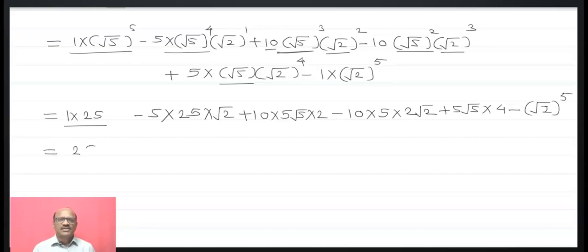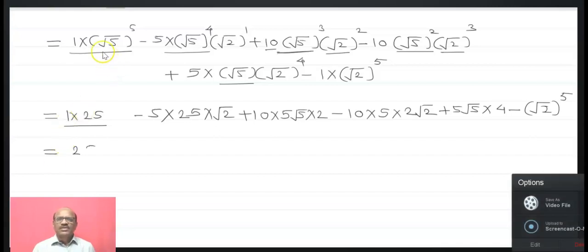Now see this screen here. Now what is happening here? 1, root 5 raised to 5 means what? Root 5 into root 5 into root 5 into root 5 into root 5, that is 5 times. Now the first 2 pair you will get 5. Second 2 pair you will get again 5. 5 into 5, 25. Again root 5 is remaining. I am writing here in the next step. You must write here that is 25 root 5. I had forgotten to write here because of this screen.